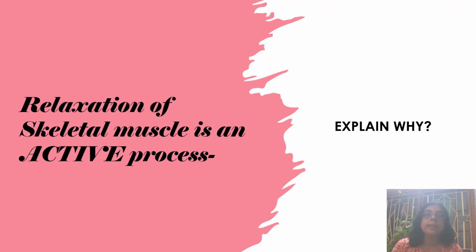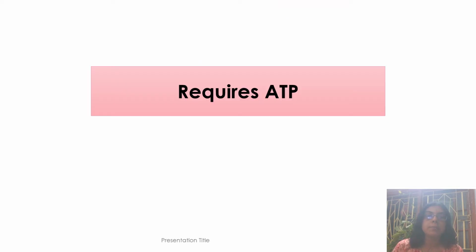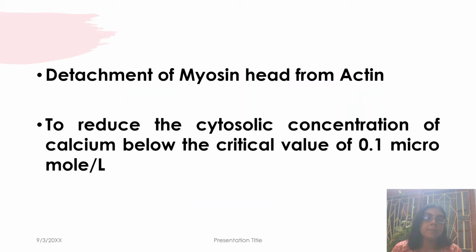Explain why relaxation of skeletal muscle is an active process. It is an active process because relaxation of skeletal muscle requires ATP. Now, where does it require ATP? It requires ATP in two sites.